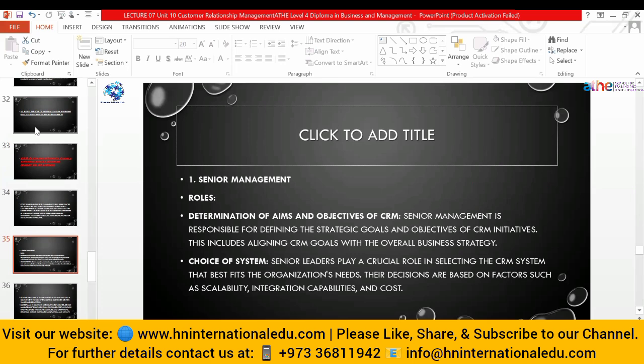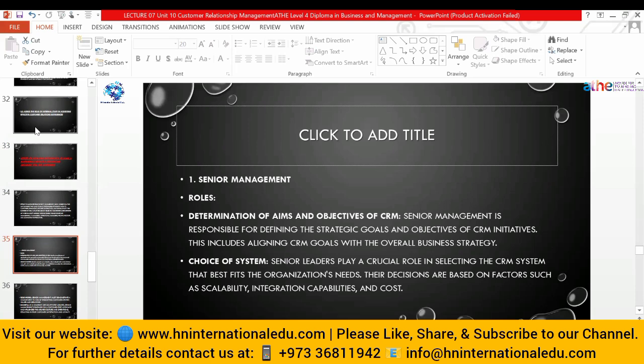Determination of the aims and objectives of the CRM. Senior management is responsible for defining the strategic goals and objectives of CRM initiatives. This includes aligning CRM goals with the overall business strategy. Now, what is the purpose of the senior management or the managers? They make sure that whatever strategies we are making for the effectiveness of the CRM in an organization, we have to make it parallel, aligned towards the goals of the organization.